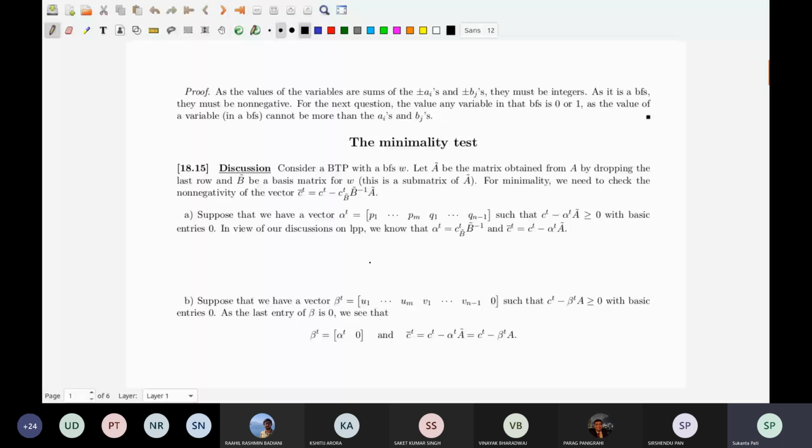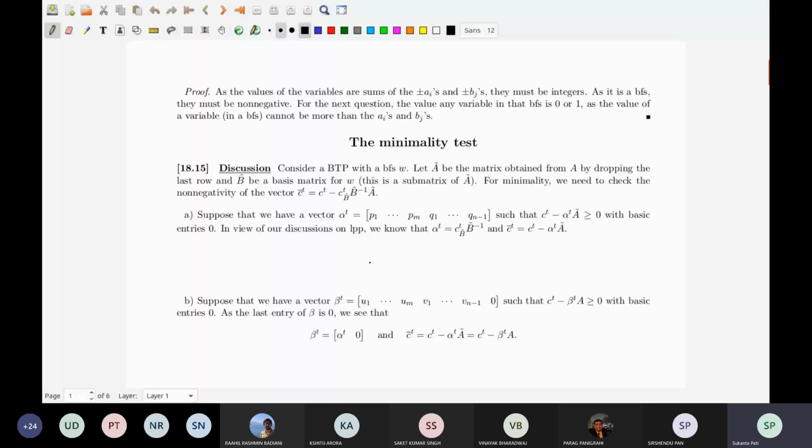Now suppose that you have a basis and the corresponding BFS. I mean, every basis need not correspond to a basic feasible solution. Every basis will correspond to a solution. Those are basic solutions. If the entries are greater than or equal to 0, then it is a basic feasible solution. So suppose that we have a BTP and assume that we have a BFS, call it W.